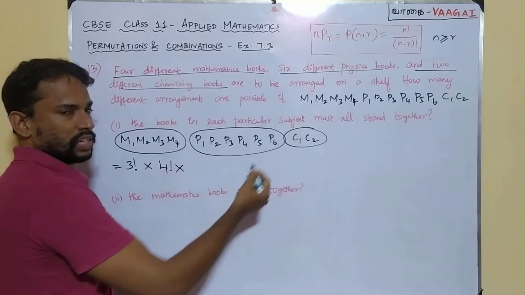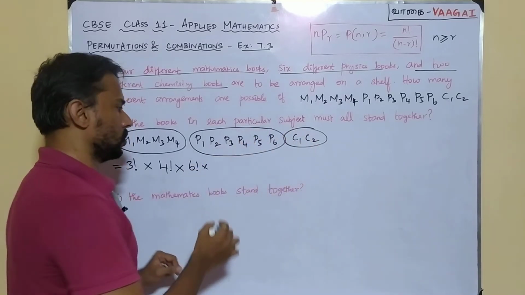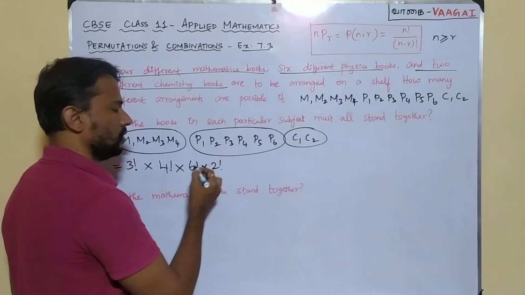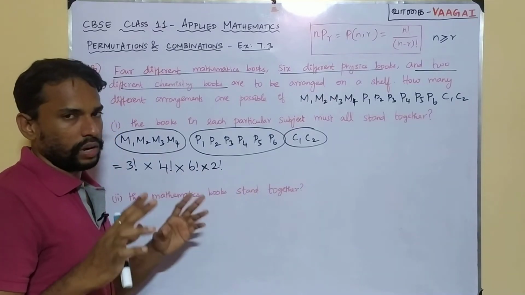Similarly, the physics books can be arranged in 6 factorial ways, and similarly these 2 chemistry books in 2 factorial ways. I hope you can understand this. Fine, okay. You should be very clear with each of these factorial numbers, why we are writing this.